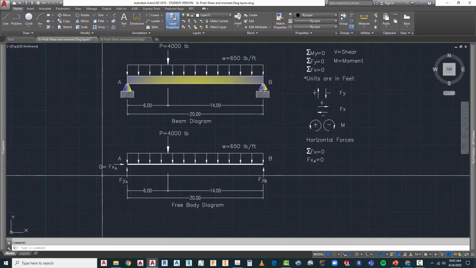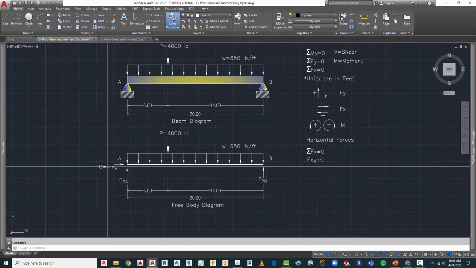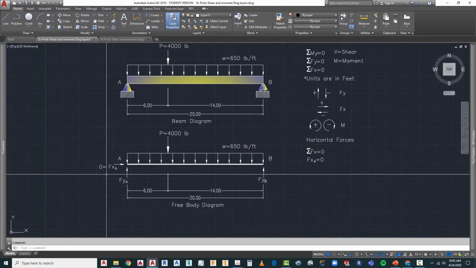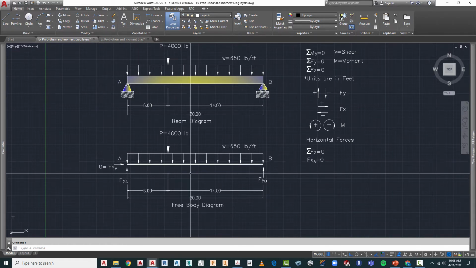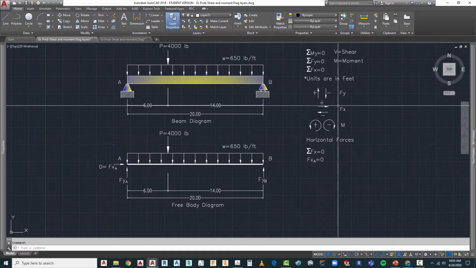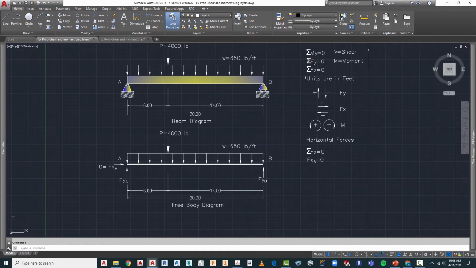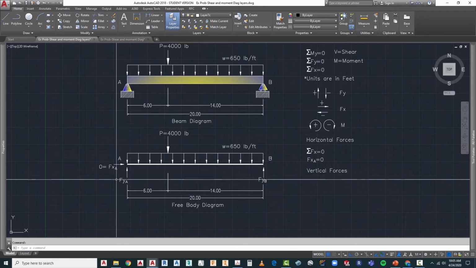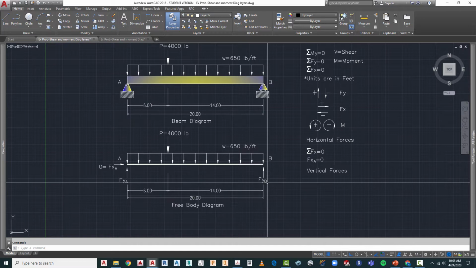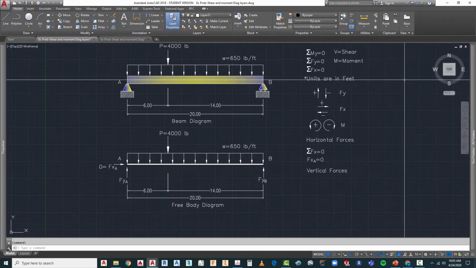Again, as we mentioned previously, when you have no horizontal forces applied, which we do not in this situation, you can ignore this. This just represents that we solved for that problem on there. The next thing we're going to do is solve for our vertical forces. We need to solve for Fya or Fyb.